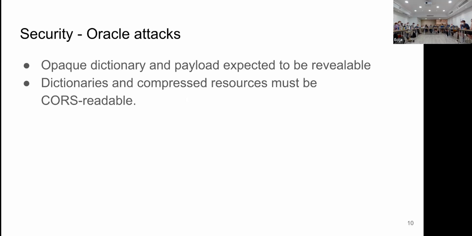Security. Most importantly, dictionaries and compressed resources must be CORS readable. We are assuming that an oracle attack can reveal the dictionary and the delta compressed data. So we only allow using the dictionary when you can read the contents of the response from the page.